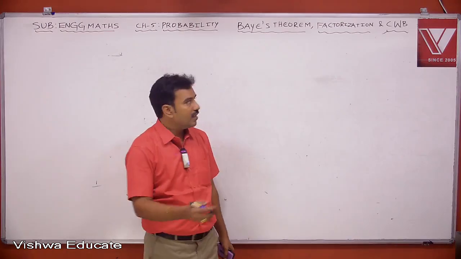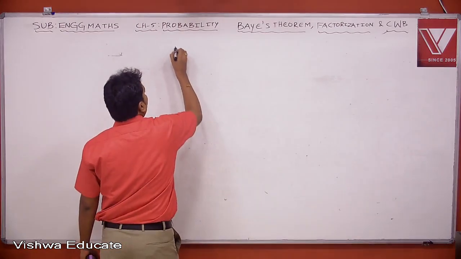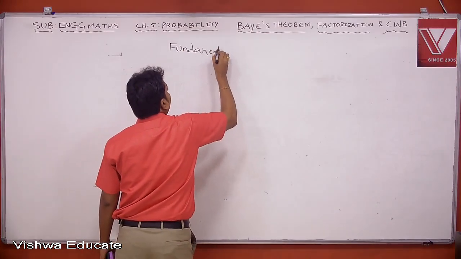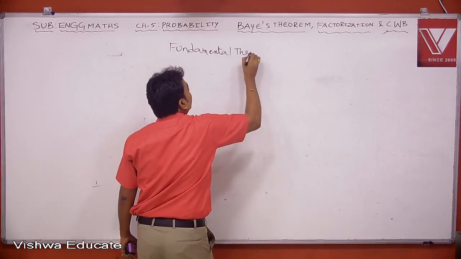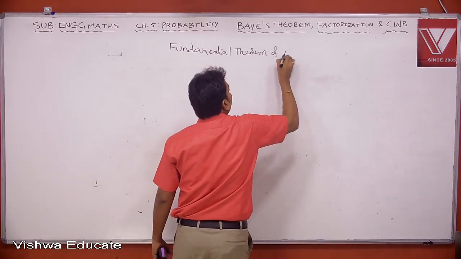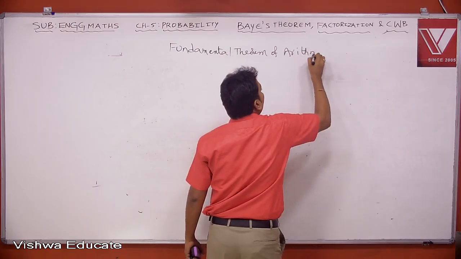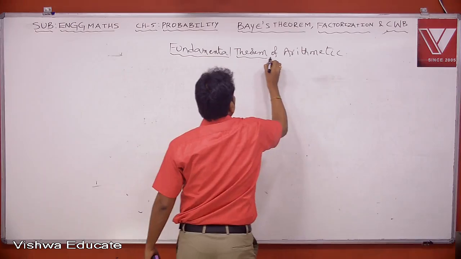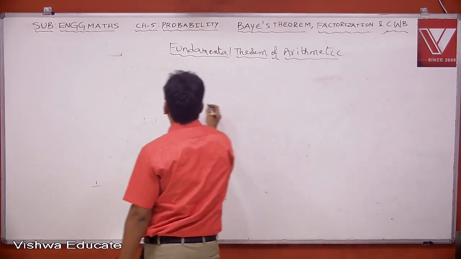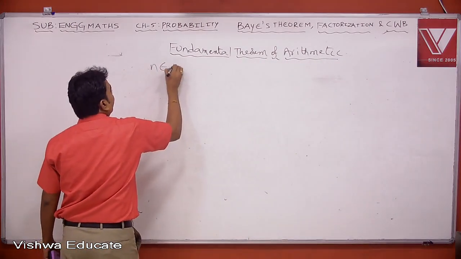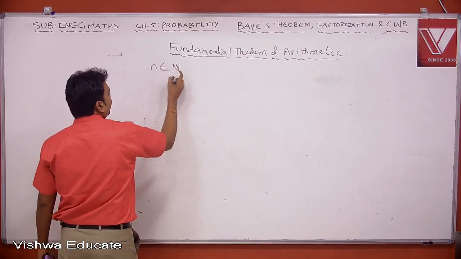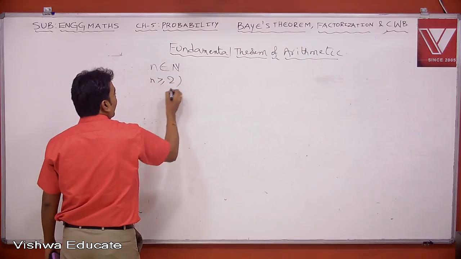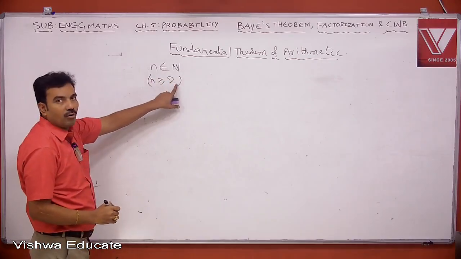Okay. Next we go for factorization. Actually, the basic concept behind this is the fundamental theorem of arithmetic. Let us see what this theorem states. Suppose we have a natural number n. Natural numbers start from 1 onwards, but you start from 2 onwards. So n is a natural number which is greater than or equal to 2.